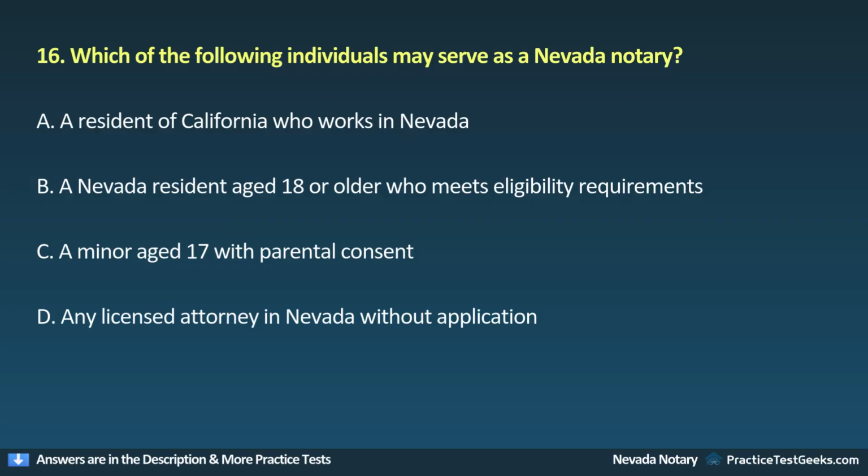16. Which of the following individuals may serve as a Nevada notary? A. A resident of California who works in Nevada. B. A Nevada resident aged 18 or older who meets eligibility requirements. C. A minor aged 17 with parental consent. D. Any licensed attorney in Nevada without application.